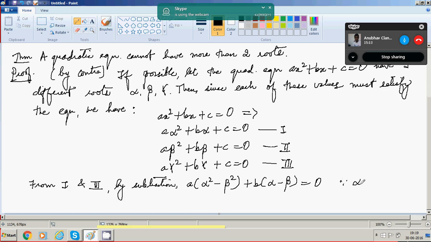since alpha is not equal to beta by hypothesis, alpha minus beta is not equal to 0. So we can divide this expression by alpha minus beta throughout, and we get a times alpha plus beta plus b equal to 0. Okay, did you copy so far? Yes, sir.